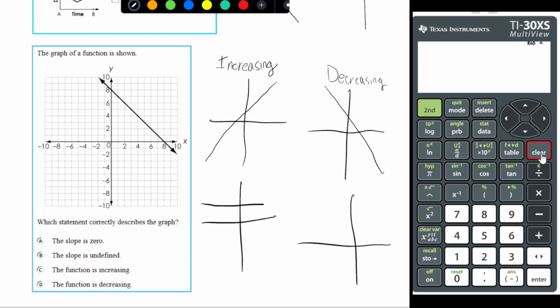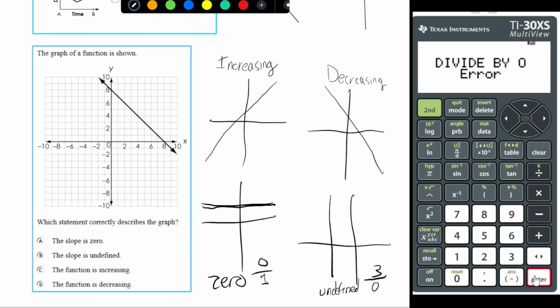We have zero, which is a straight horizontal line because you have the zero in the numerator of a fraction, which means that the y is not changing at all. And we have undefined, which is a straight vertical line, which is when you have a zero in the denominator, which means your x is not changing. And you can never divide by zero. If you try to divide 3 by 0, it breaks it. It has its own specific error. You can't divide by 0.